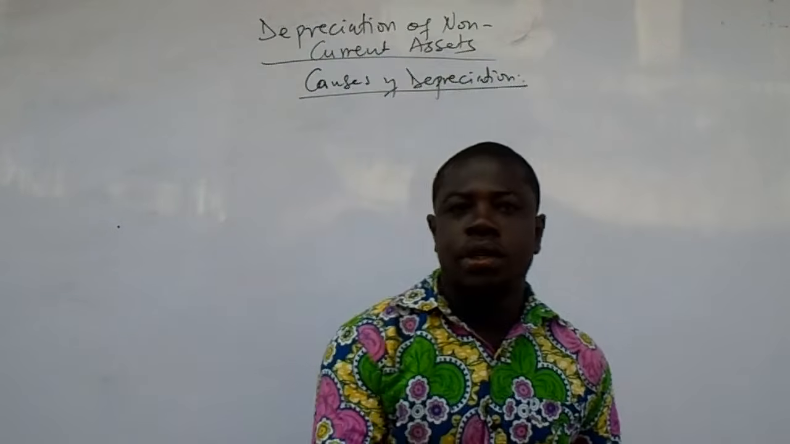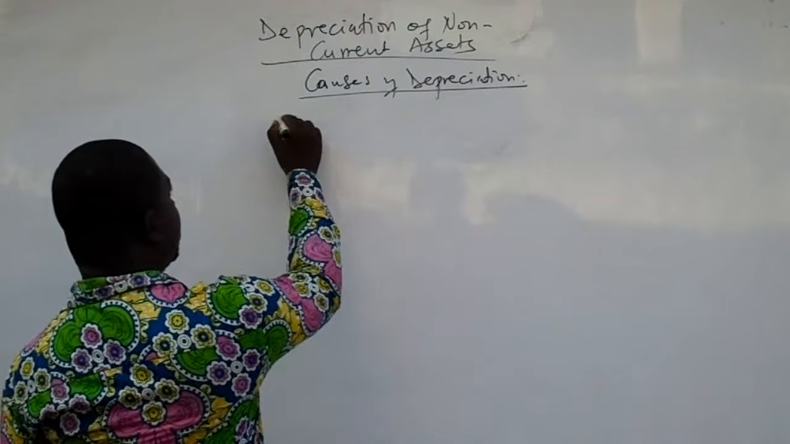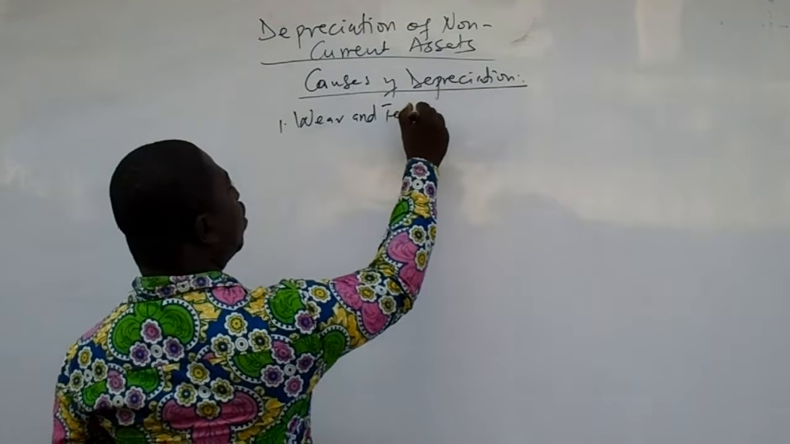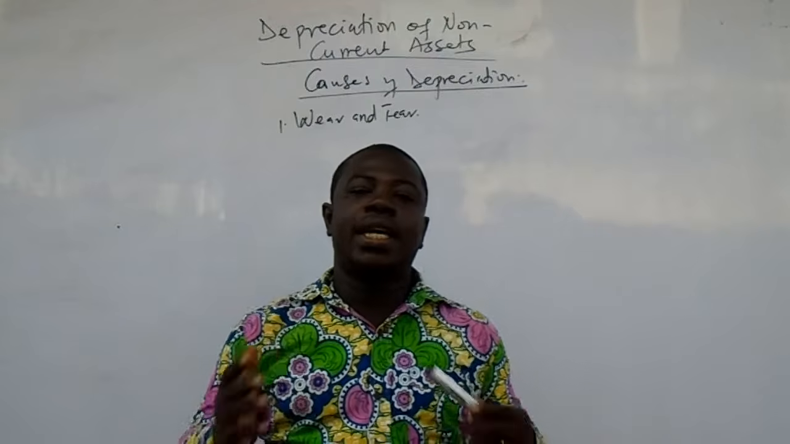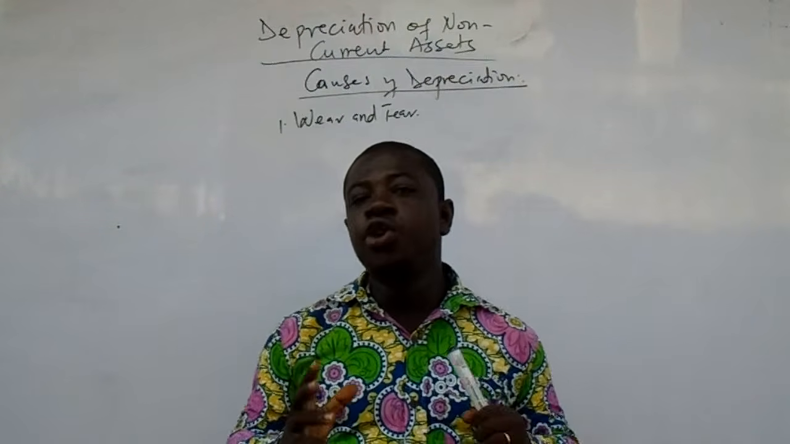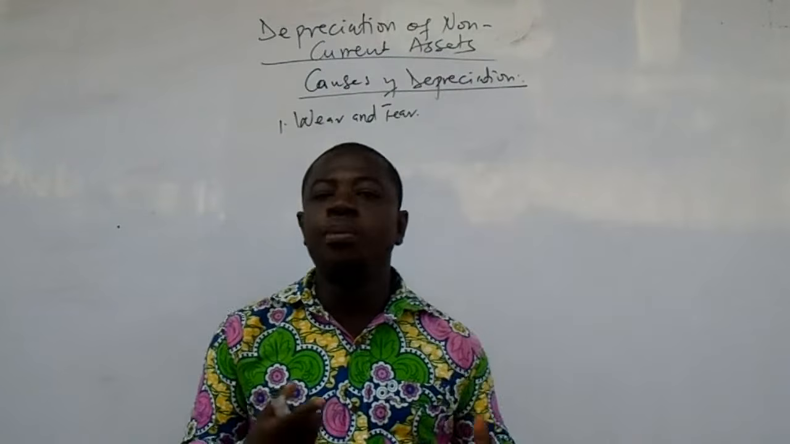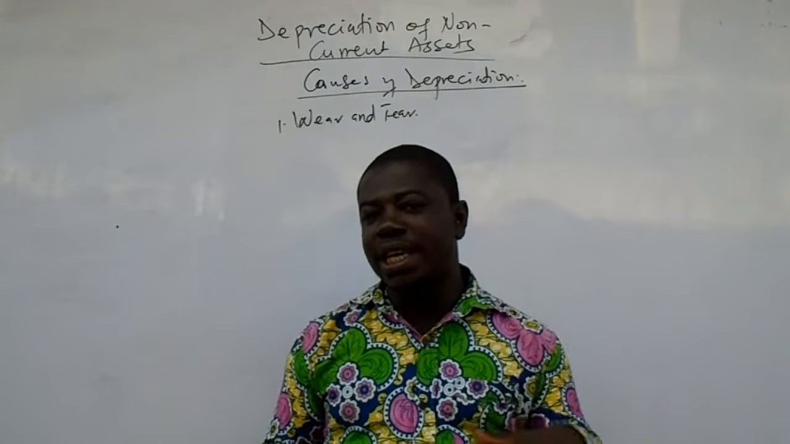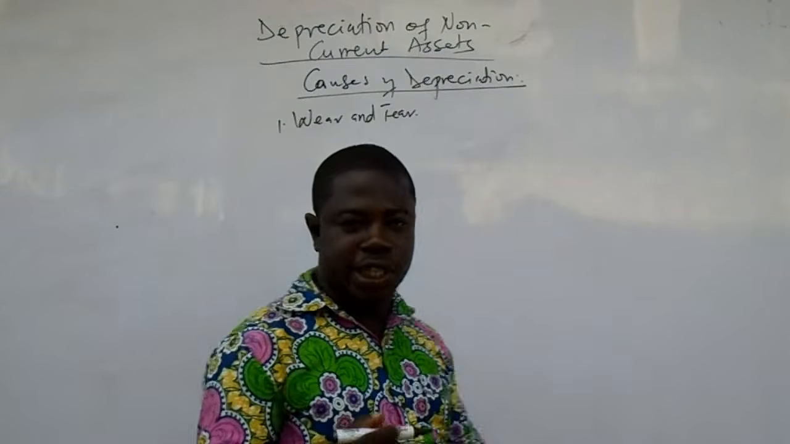Now, the first common cause of depreciation that we can talk about is wear and tear. That is where the asset loses value through usage. So as you continue to use the asset, the value will not be the same. Whatever asset that you are using, as you use it, it wears and it tears. And so this is when the asset loses value through usage.